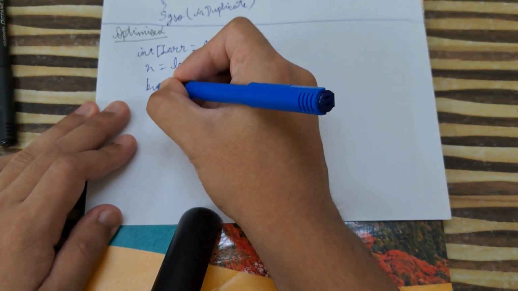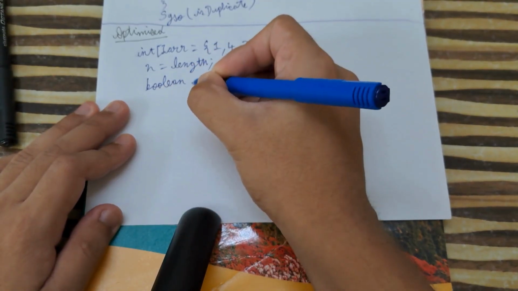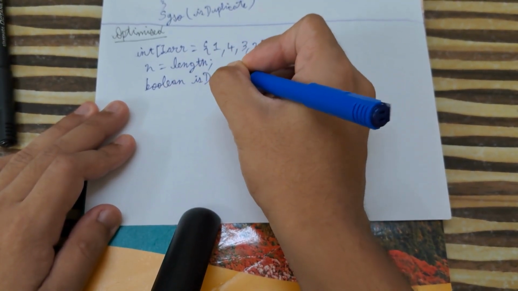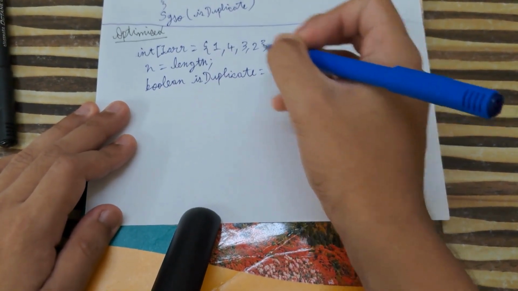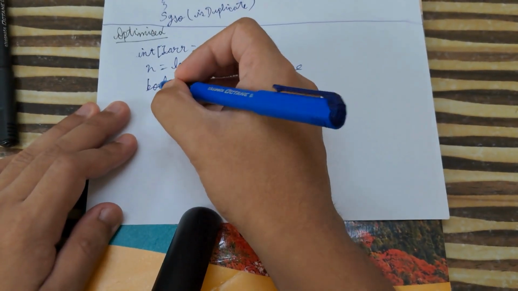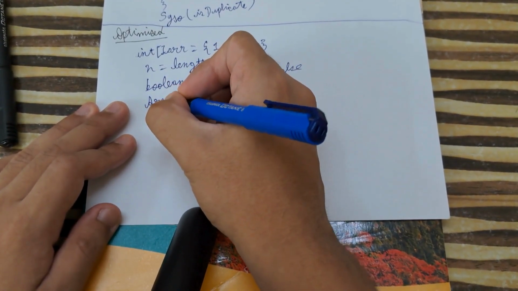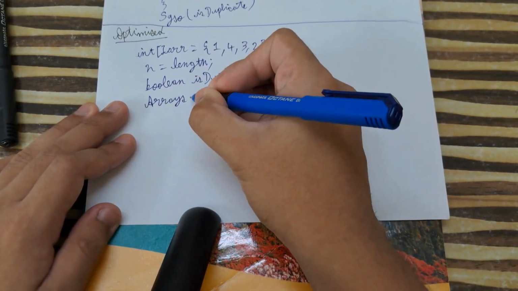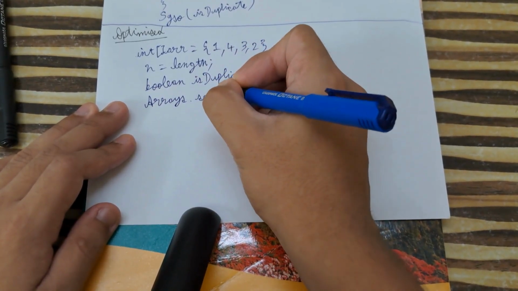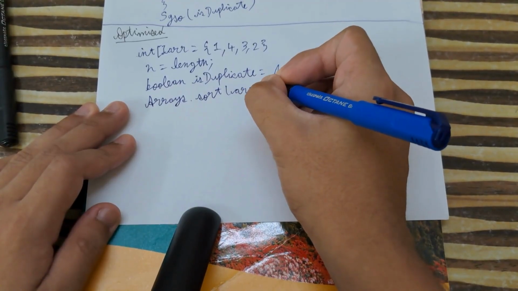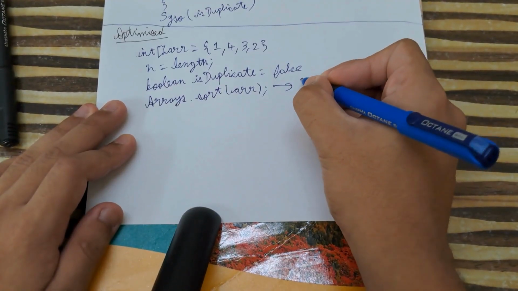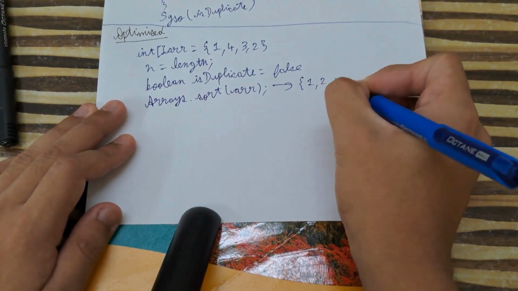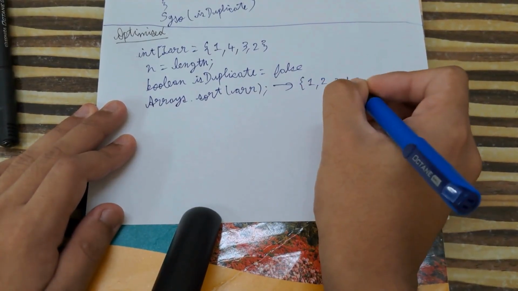Then the boolean variable isDuplicate will again be initialized as false. Okay, then here we will sort the array first. For sorting in Java, we can use the sort function, Arrays.sort. So the array has now been sorted, that is 1, 2, 3, 4. So this is the new array that we have now.